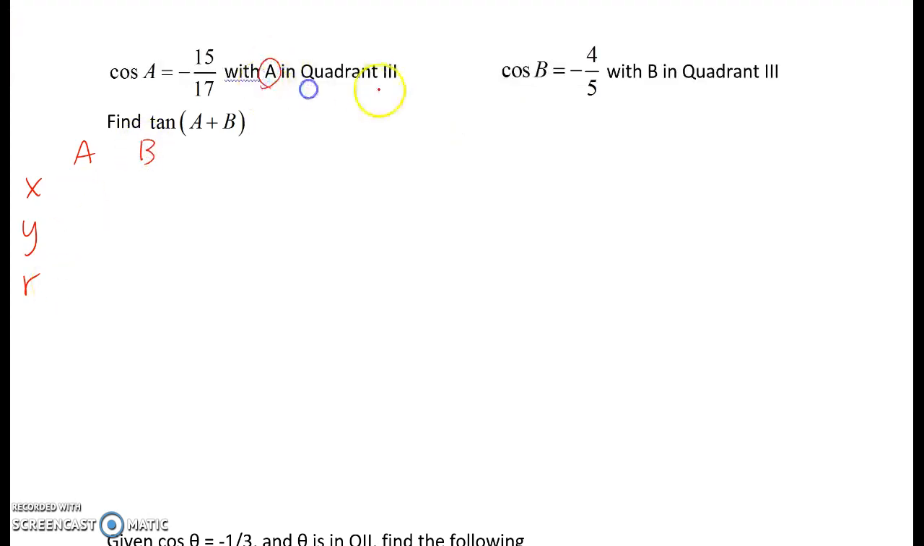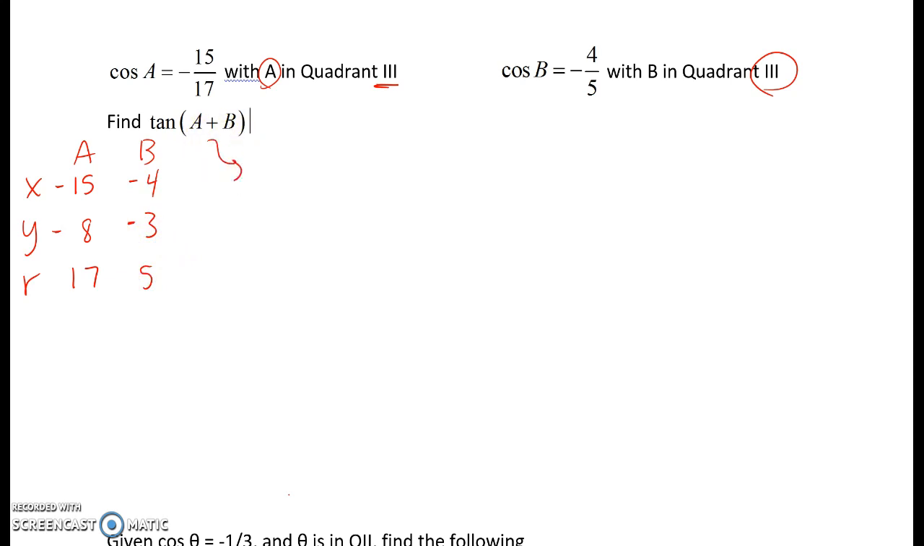So we know that angle A is in quadrant 3, therefore X and Y are negative. Angle B is in quadrant 3, so X and Y are negative. Always put those negatives in right away so you don't forget about them. Okay, so for angle A, we have the cosine is negative 15 over 17. So we can fill in x and r, and then we should recognize this is a triple, 8, 15, 17. And for angle B, we can fill in x is -4, r is 5, and then also B is a triple, so we know that y is -3.